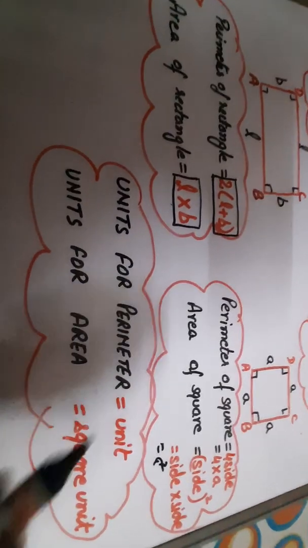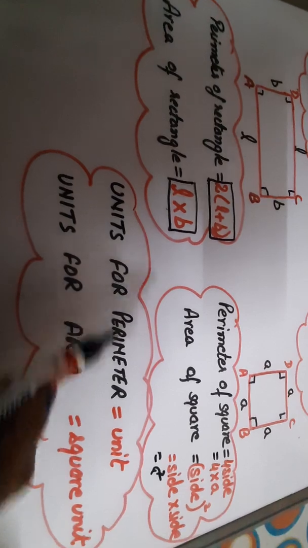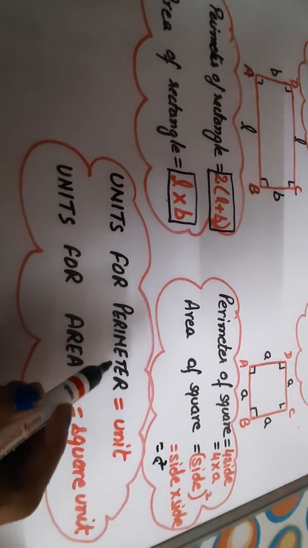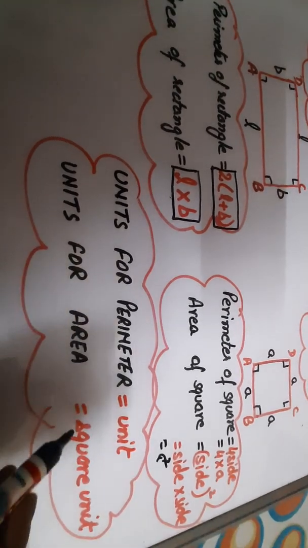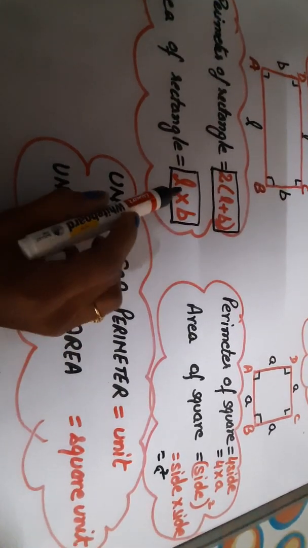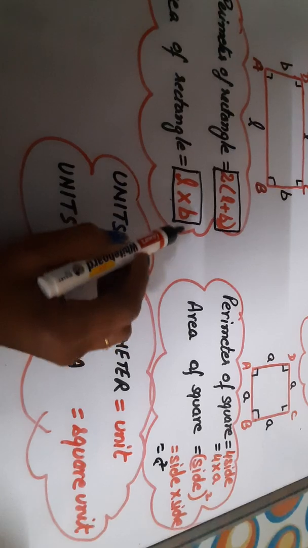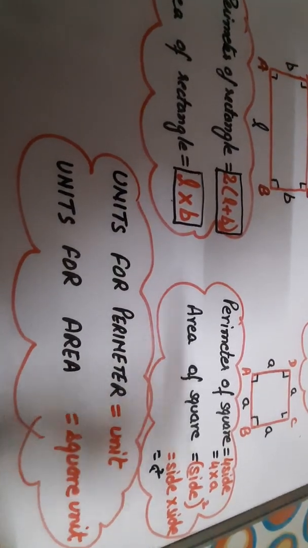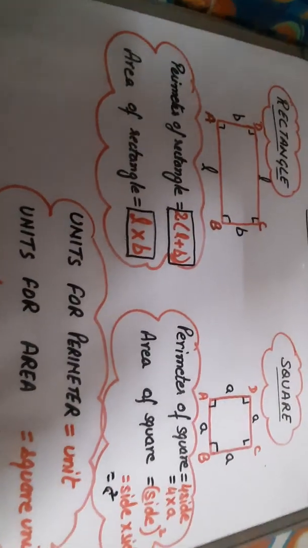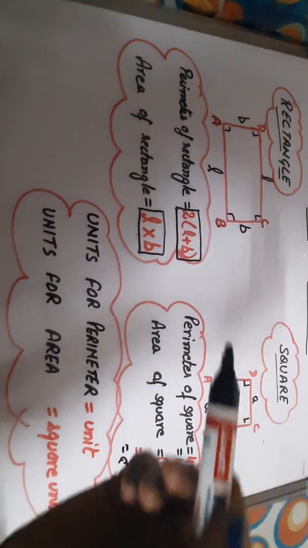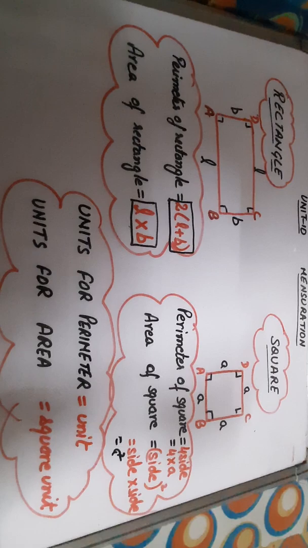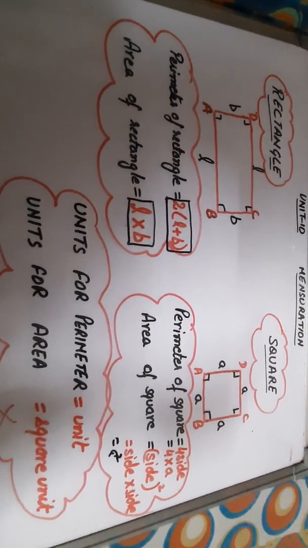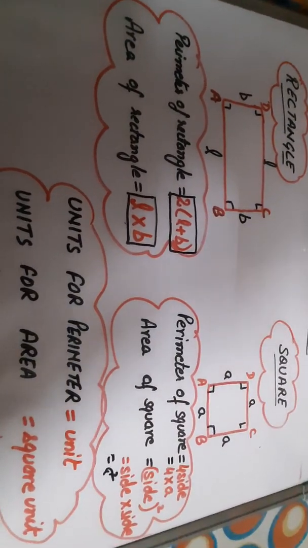Now let me tell you about the units. The unit for perimeter is a single unit, and the unit for area is square units, because we are multiplying two units, centimeter multiplied by centimeter, so you get square units. So note down these formulas in your notebook before starting the 10.3 exercise. Now let us see what is question number 1 of the 10.3 exercise.